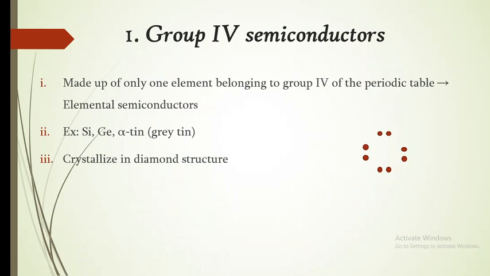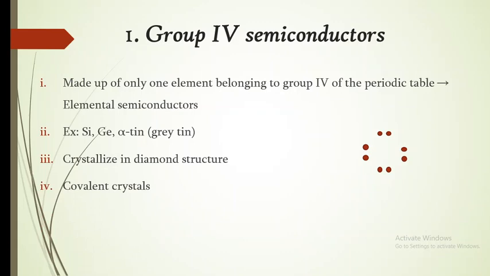Next, the structure. These semiconductors crystallize in diamond structure. Diamond structure, we know, has an FCC lattice, but the base is composed of the same two atoms. FCC, we know, if you take any example like NaCl, has two different basis atoms. But when you consider the diamond structure, the two atoms which are constituting the bases are the same. So here the group 4 semiconductors crystallize in diamond structures.